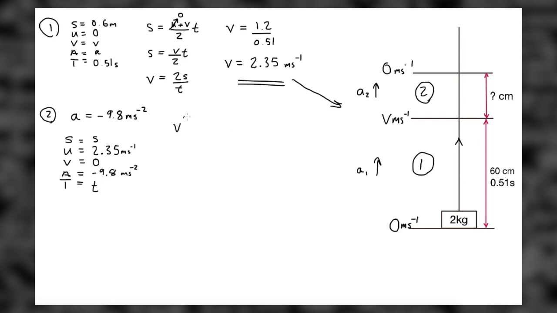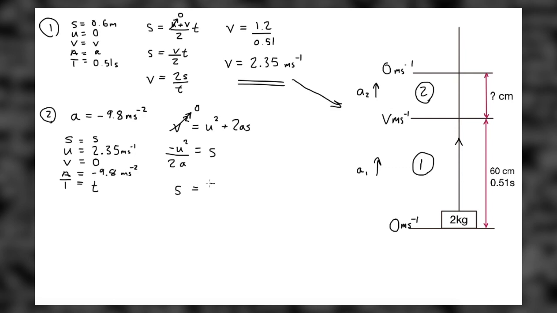So we're going to use v squared equals u squared plus 2as. And we know that v squared is 0. So if we rearrange this, we're going to get minus u squared over 2a, and that's going to give me my distance s.